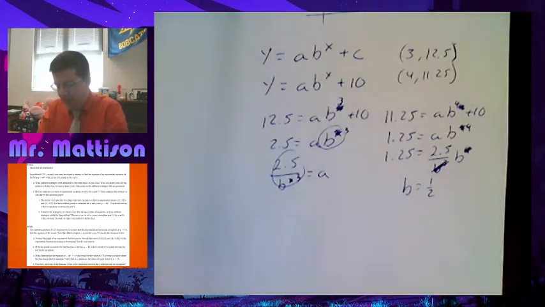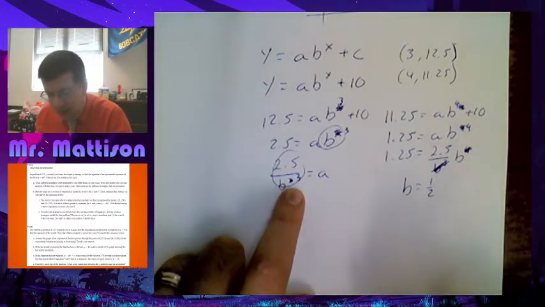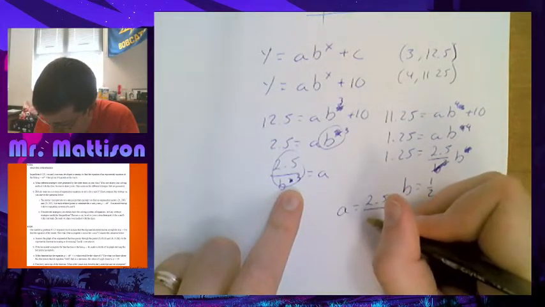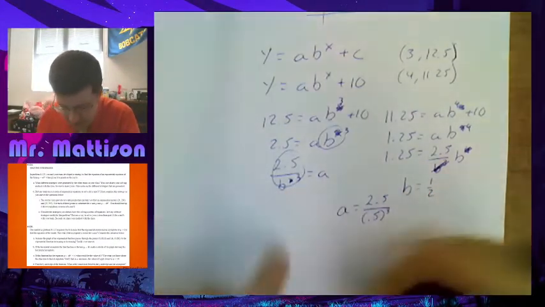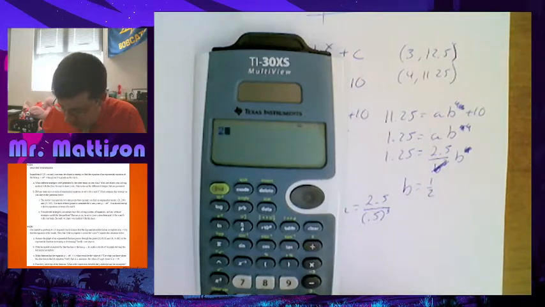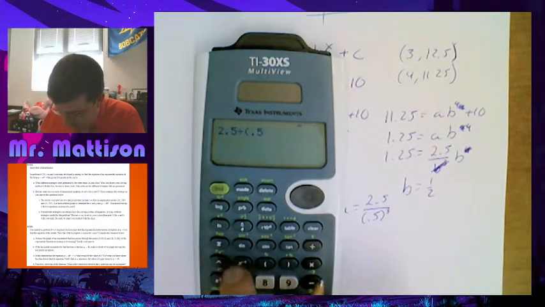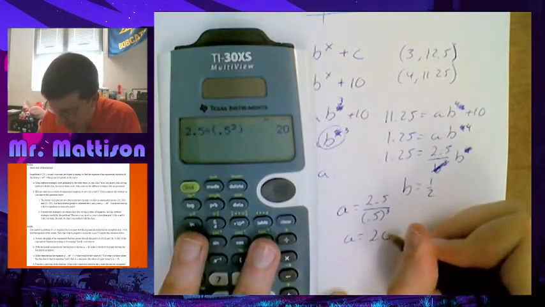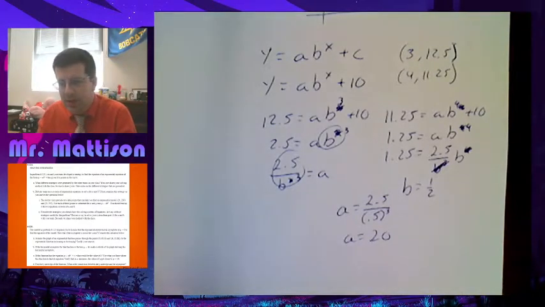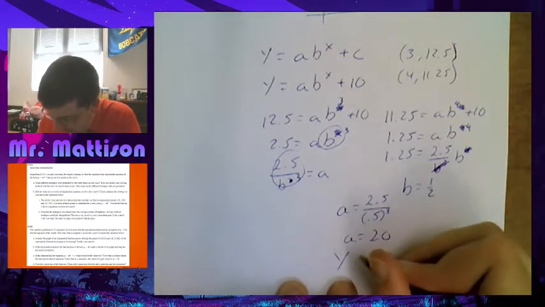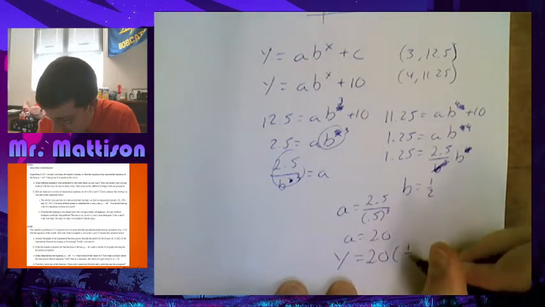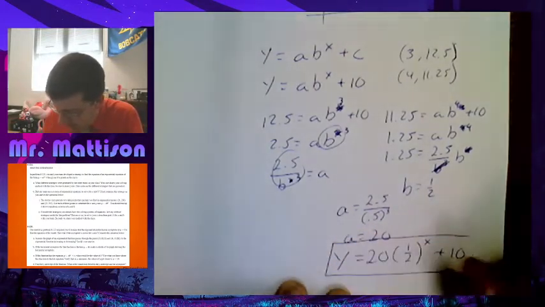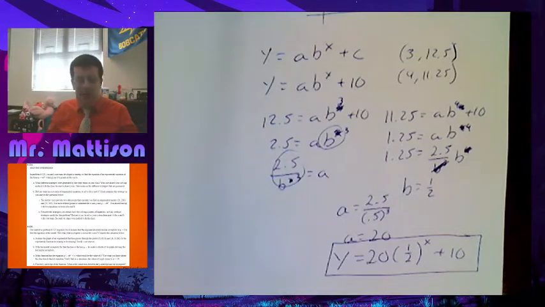Now that I have b, I can fairly easily find a. I can just plug it in here because it's already kind of solved for. So a would be equal to 2.5 over 0.5 to the third power. So if I do 2.5 divided by 0.5 to the third, I end up getting that my a equals 20. Okay. So then my equation would be y equals 20 times 1/2, which is my b, raised to the x with a plus 10 on the end of it. So there would be my equation, which would model that situation.